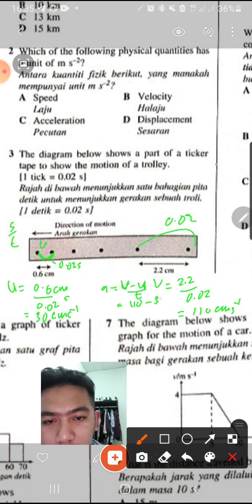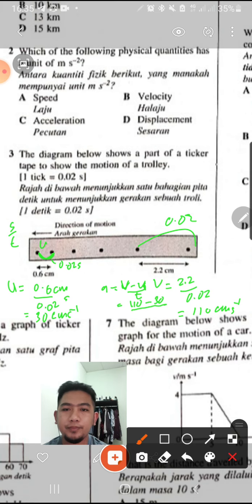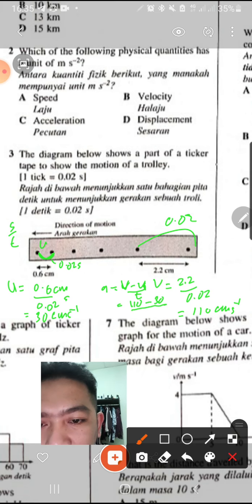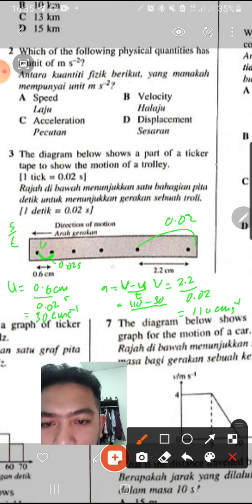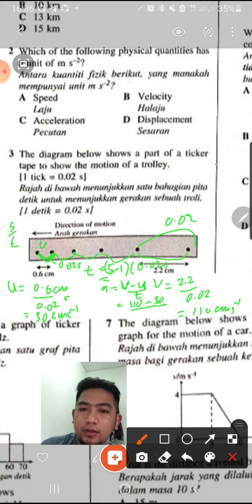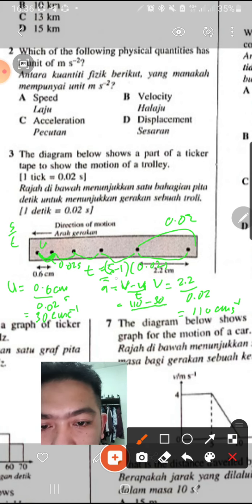So V you sudah ada 110 minus initial velocity 30. So time, berapa time dia ni? So remember, kalau formula dia punya cari time untuk acceleration, okay? So untuk cari time, so you kira berapa ni? 1, 2, 3, 4, 5. So 5 minus 1 times 0.02. So you akan dapat 4 times 0.02, 0.08.